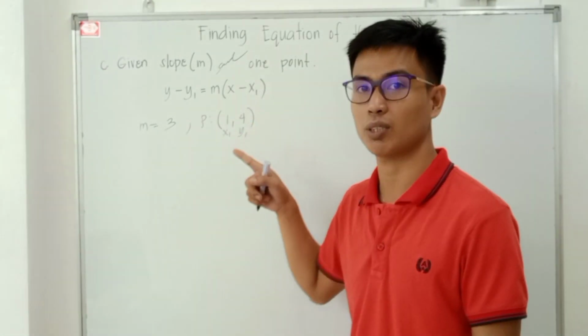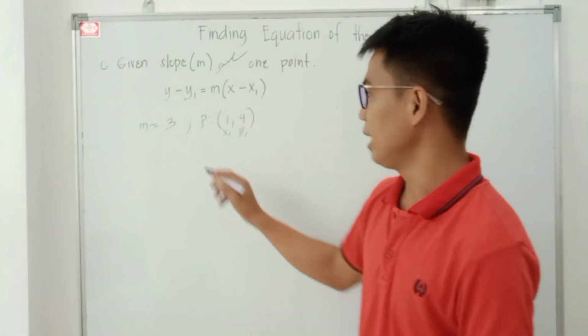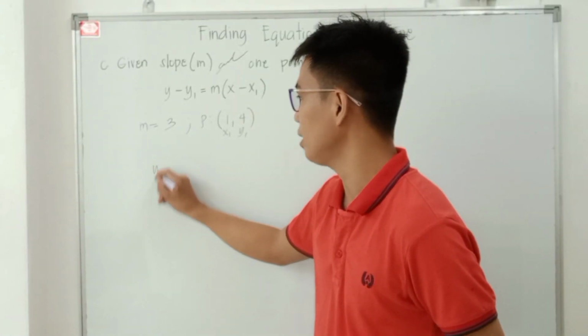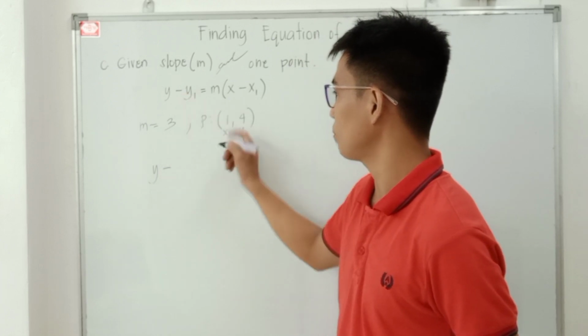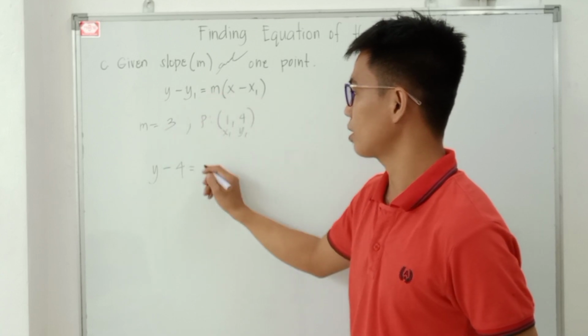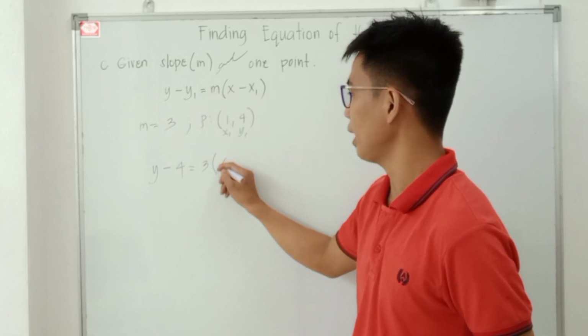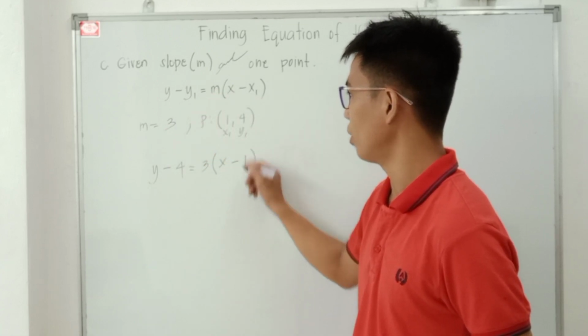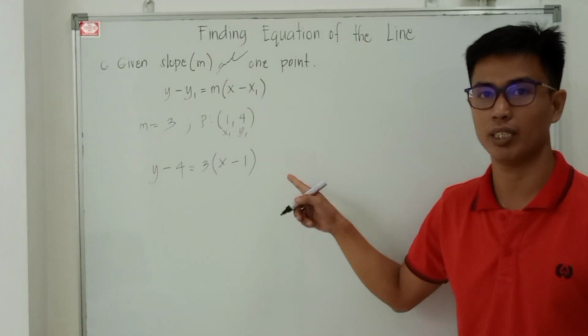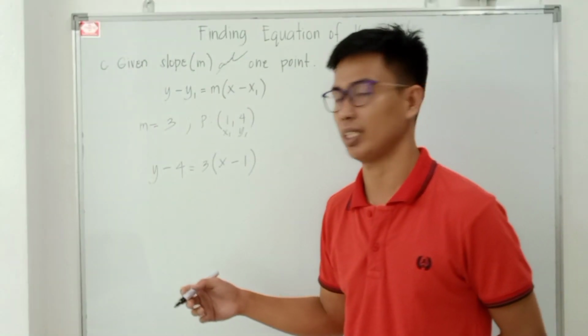And yung ating 4 is y sub 1. Then after labeling the points, we can now proceed with substitution. So we have y minus y sub 1, which is 4, equals m, which is 3, times x minus 1, or the value of x sub 1. So na-substitute na natin yung mga given. We can now proceed with simplifying.